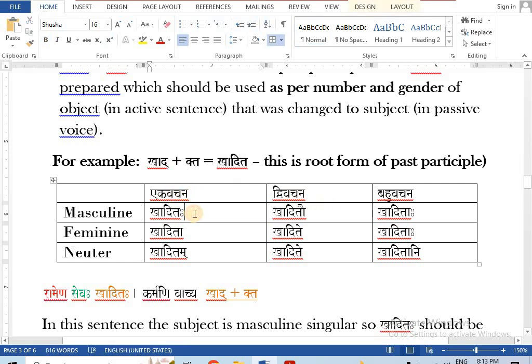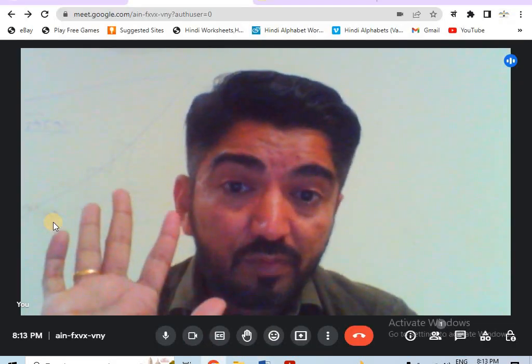Here, khad plus ta becomes khaditah. Like Ramah, Ramau, Ramah, so khaditah, khaditau, khaditah. These 3 are singular, dual, plural in male. And in female, like lata, late, lataha, so khadita, khadite, khaditaha. And in neuter, like phalam, phale, phalani, so khaditam, khadite, khaditani. So 3 in male, 3 in female and 3 in neuter, 9 forms you have.